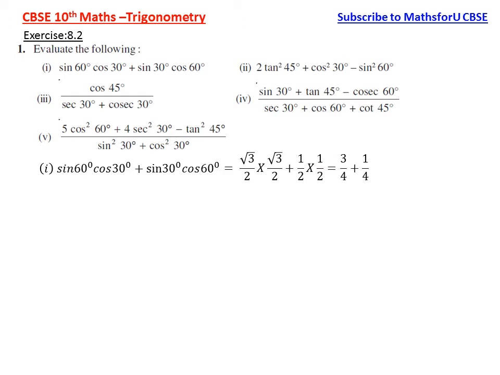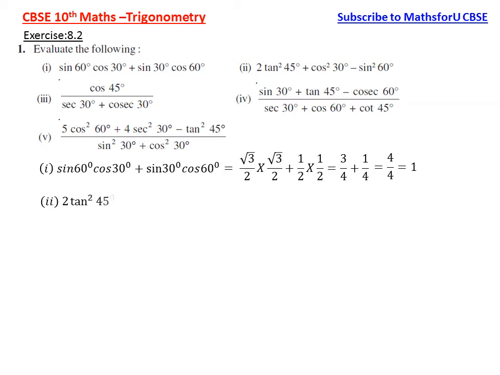So we are taking LCM, both the denominators are equal, so 4 is the LCM, we just have to add the numerators, that is 3 plus 1, 4. So 4 by 4 will be 1, the answer for the first problem will be 1. And now the second one.